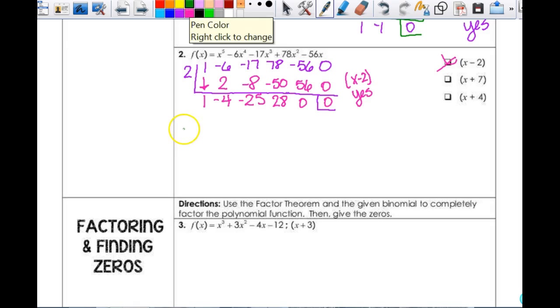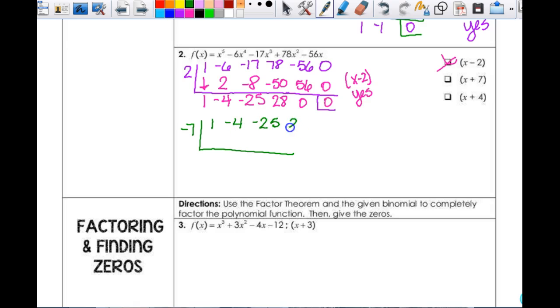I'm going to try that x plus 7. So minus 7. I'm going to divide that into my answer here. So 1, negative 4, negative 25, 28, and 0. So I bring down my 1. Negative 7, negative 11, 77. What's 77 and negative 25? 52. Okay, so I got to do 52 times 7. Or negative 7, it'll be negative. What's 7 times 52?